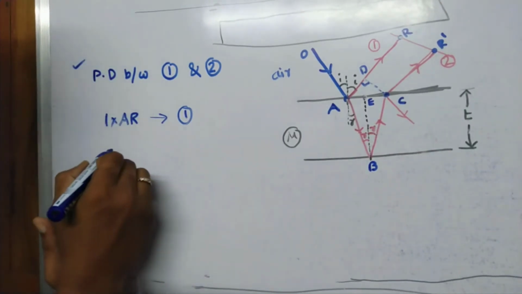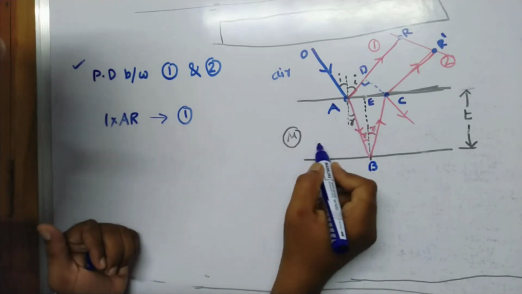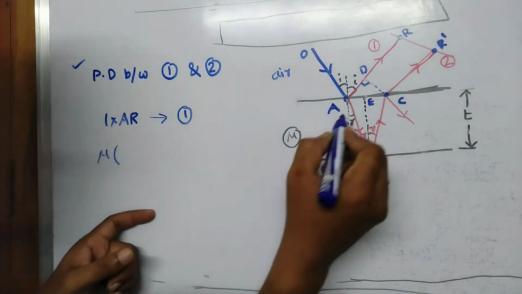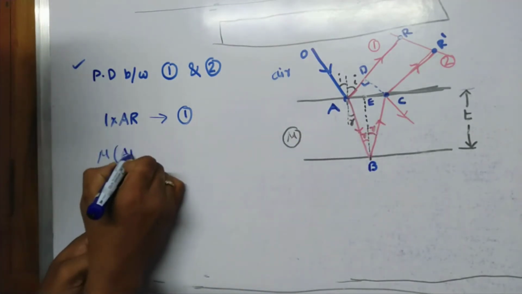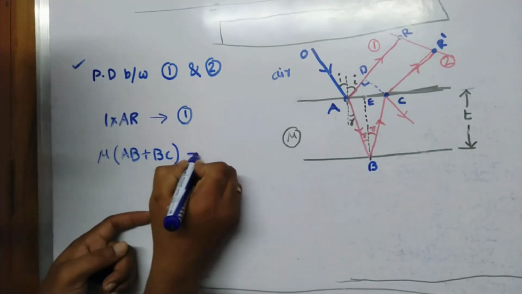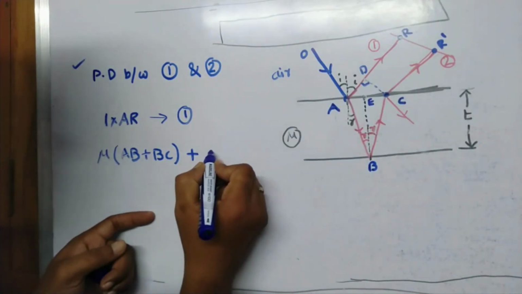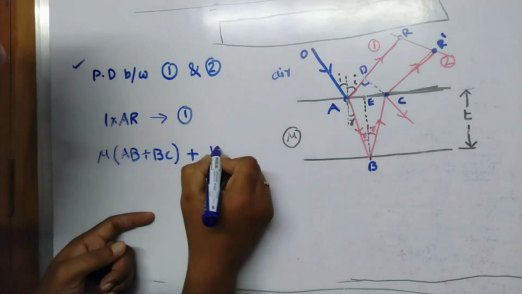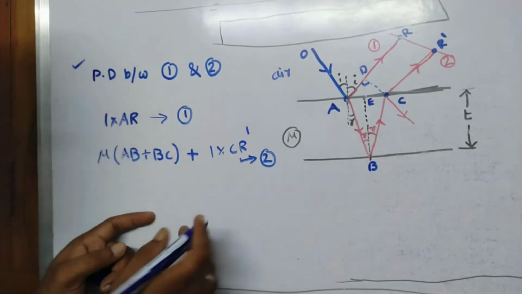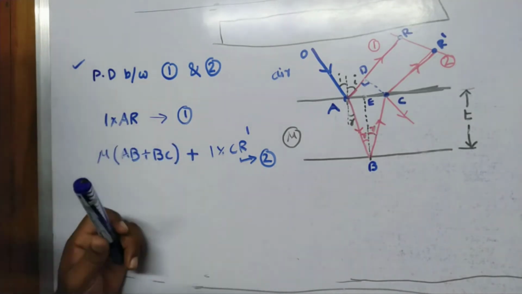So what is the distance? It travels inside a medium of refractive index mu. So mu into the distance AB plus again BC, plus again the distance CR dash. CR dash is in air, so 1 into CR dash. This is the distance the light ray travels. Now path difference means you have to subtract these two.